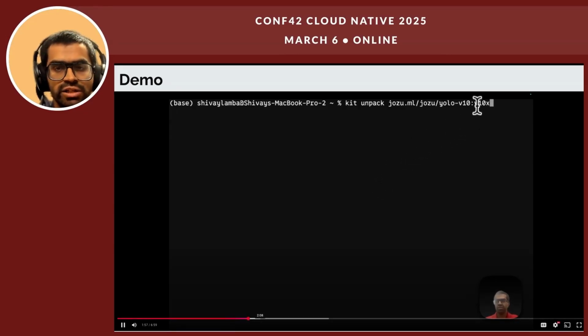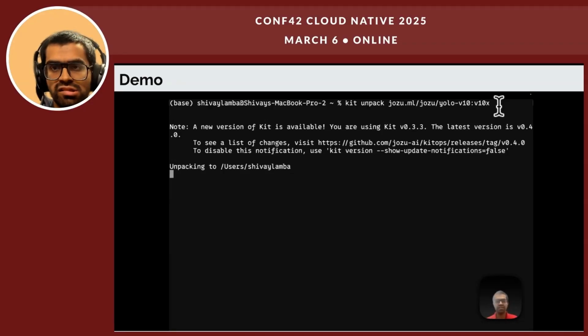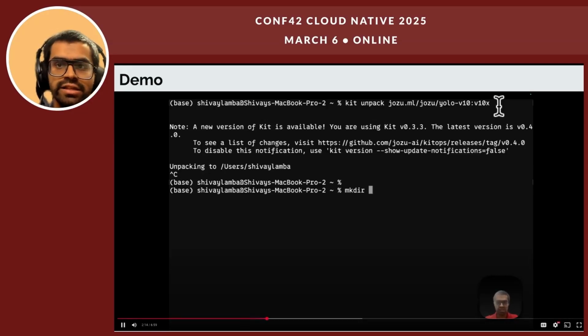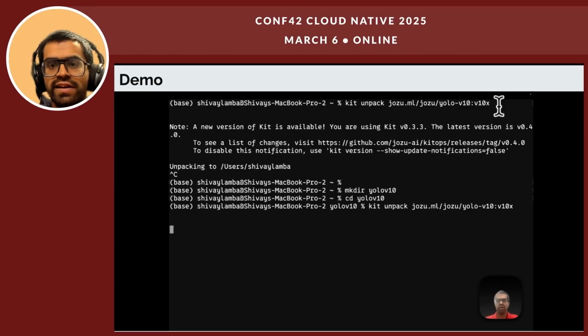Now, of course, I can do it in this particular registry. Here, what you are seeing is that kit unpack jozu.ml is, of course, where this model kit is being deployed. And then I give the name of the owner and the name of the repository. So the name of the owner is Jozu, and then the repository name is YOLOv10, and then v10x is the tag. So I'm just creating this new repo locally, and then this is where I'll unpack it.